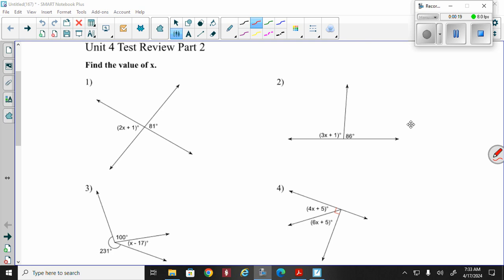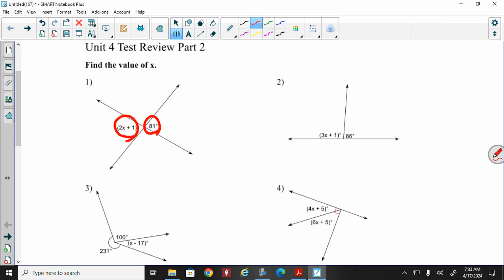So, for example, in question number 1, these are vertical angles, which means this angle and this angle are exactly the same. So the way you'd set up the equation is 2x plus 1 is equal to 81. Then, of course, you would subtract 1, and you would get 2x is equal to 80, and then you divide by 2, and x is equal to 40.